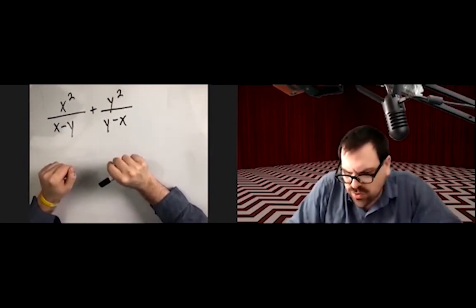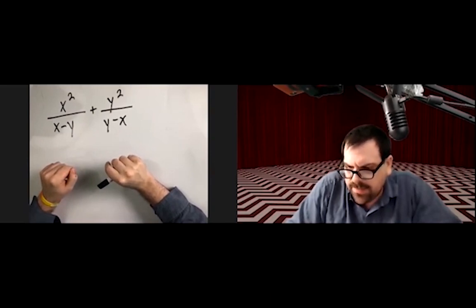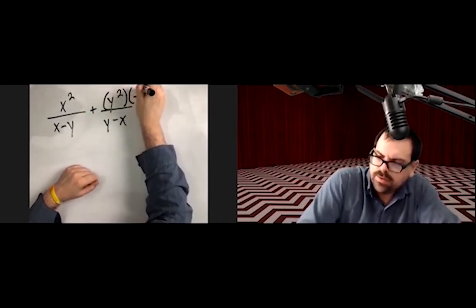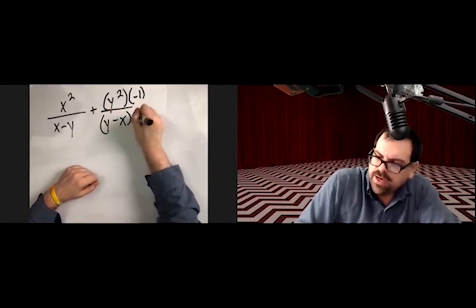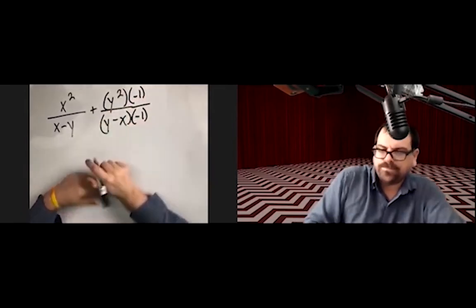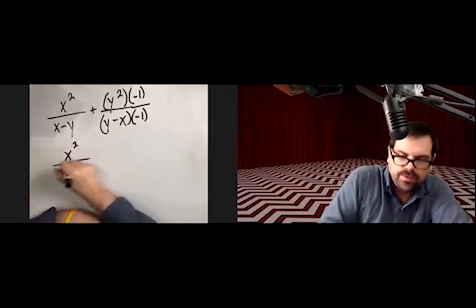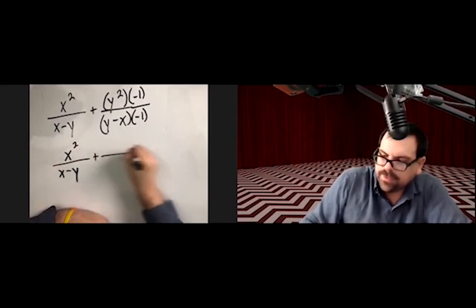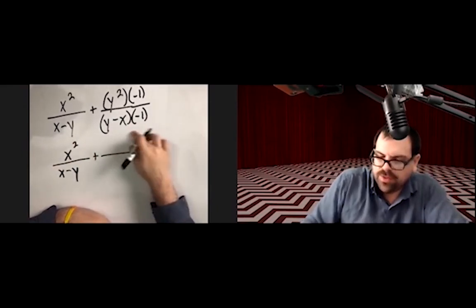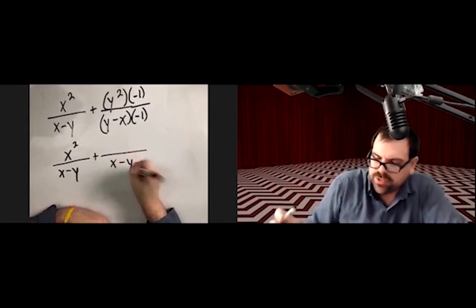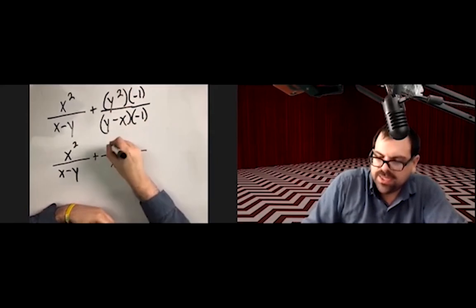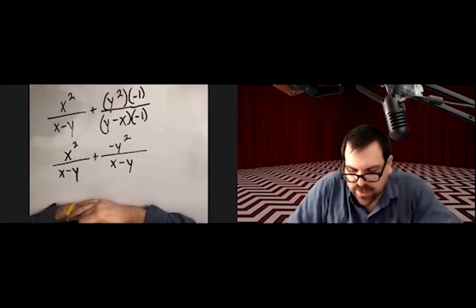The -1 trick is that I can multiply top and bottom by -1. And multiplying the -1 through the bottom will switch the order to x minus y. And then -1 times y squared is -y squared.